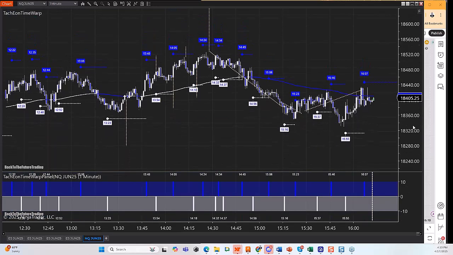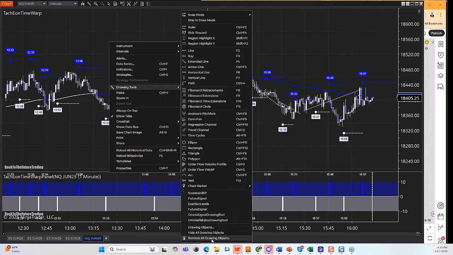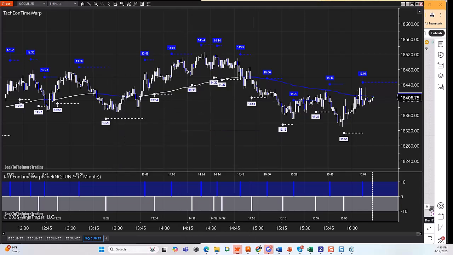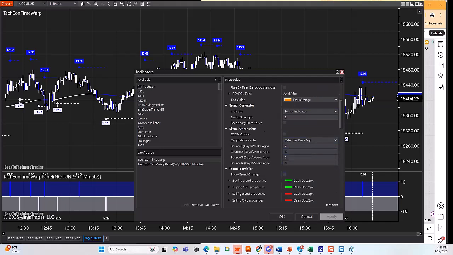Now, this study is different. This study doesn't look at what happened yesterday. This study looks at what happened last Thursday and the Thursday before that. You'll see instead of a number 1, you'll see a 7 and a 14. It's going back 1 week and then another week. It's looking at the last 2 Thursdays.